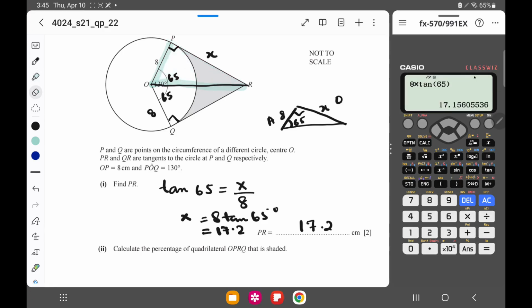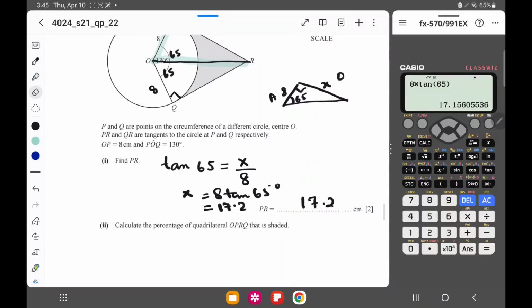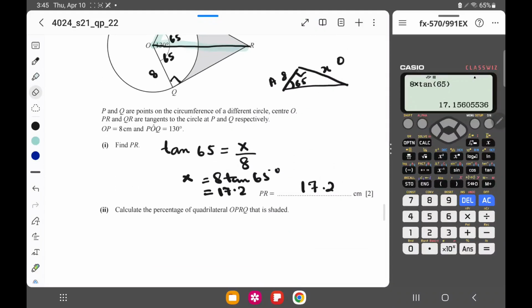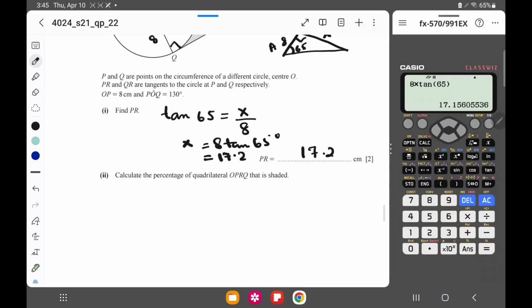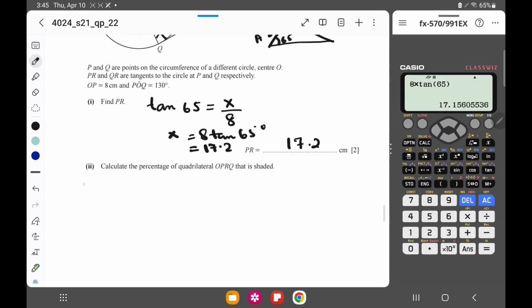So what do we do? We find the area of the two triangles minus the area of the sector, then we get the area of the shaded part. This is required in the question. Then divide by the total area and multiply by 100. First of all, we are going to calculate the area of the two triangles OPR. This is a 4 marks question.